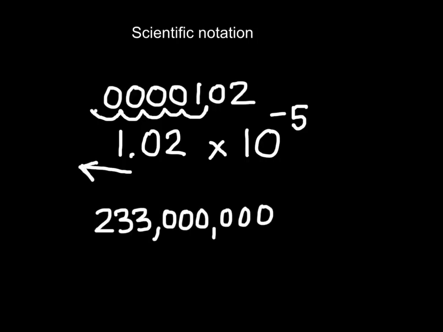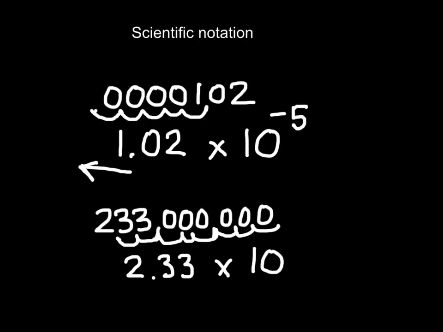Okay, now let's take this next number, 233 million. Decimal point starts off there. We're going to move it 8 places, so we have 2.33. Then use x for multiplication, our base power of 10, and now the exponent is going to be the number of places I moved it, which is 8. And it is positive because that would indicate to get back to the original number, the decimal would need to be moved to the right 8 places.